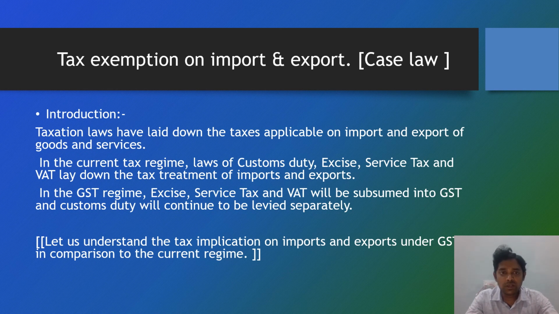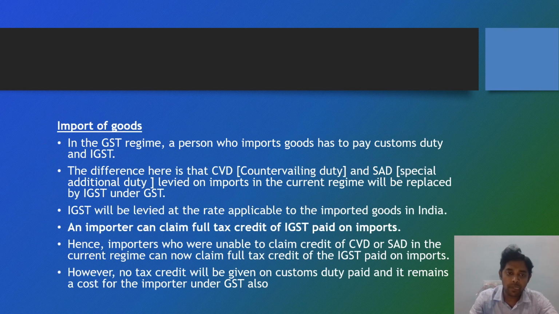Coming to the next topic, tax exemption on import and export. Introduction. The taxation laws have laid down the taxes applicable on import and export of goods and services. In the current tax regime, laws of custom duty, excise, service tax, and VAT lay down the tax treatment of imports and exports. In the GST regime, excise, service tax, and VAT will be subsumed into GST, and customs duty will continue to be levied separately.